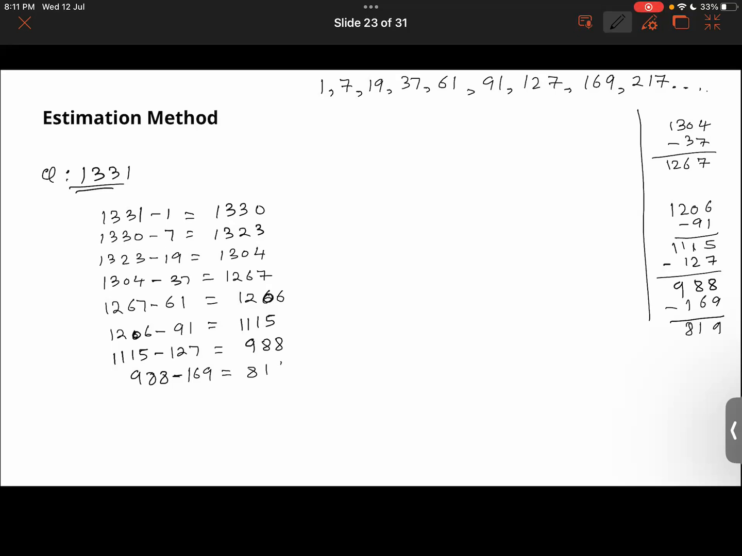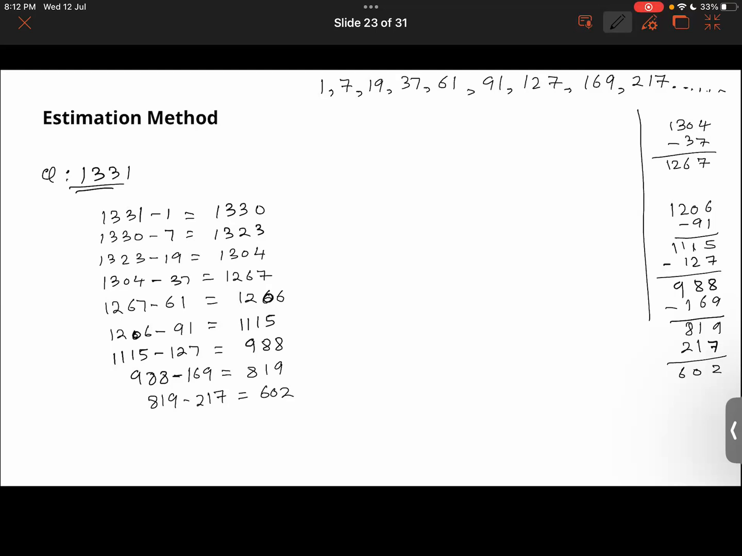You get 819 here. Then similarly, you will keep on subtracting the numbers. 819, then you will subtract 217 from it. So that gives you how much? 602. Okay, so we are short of numbers here, right guys? You need more numbers here. The series is lacking some more numbers.